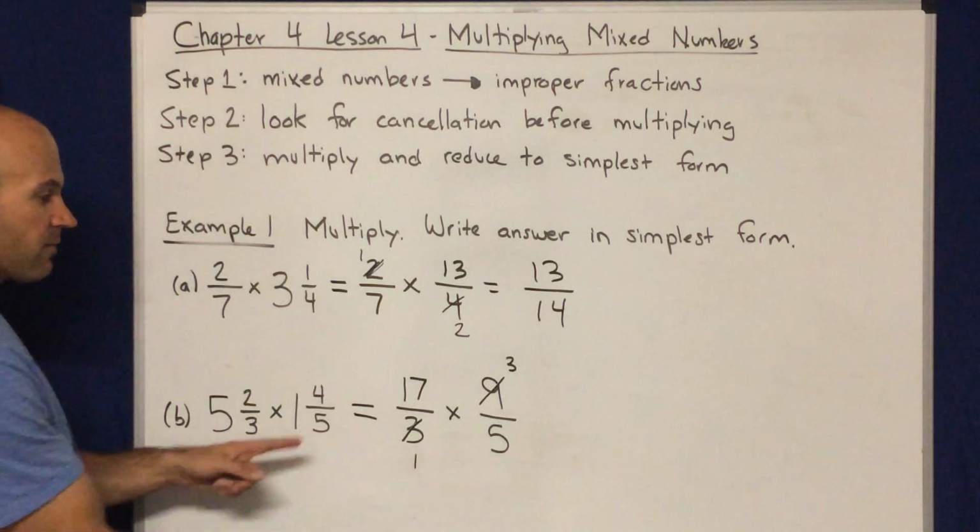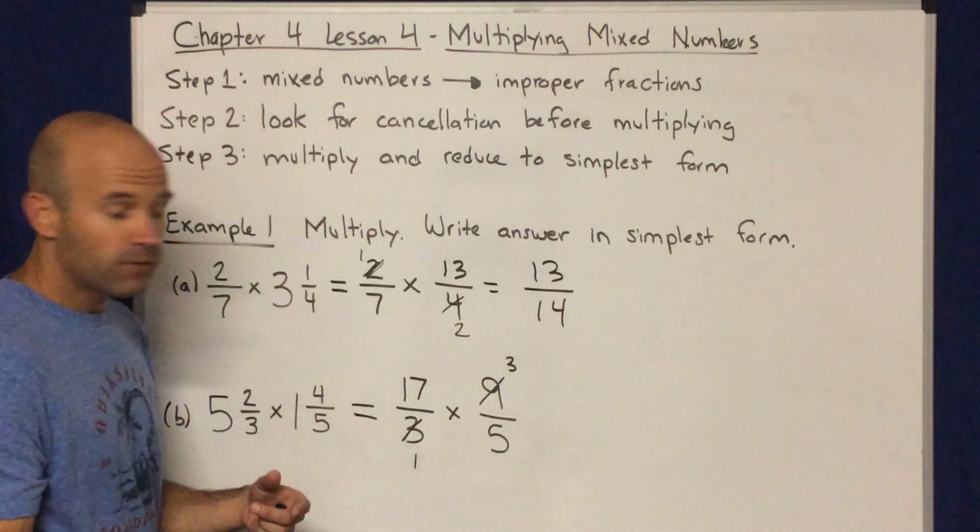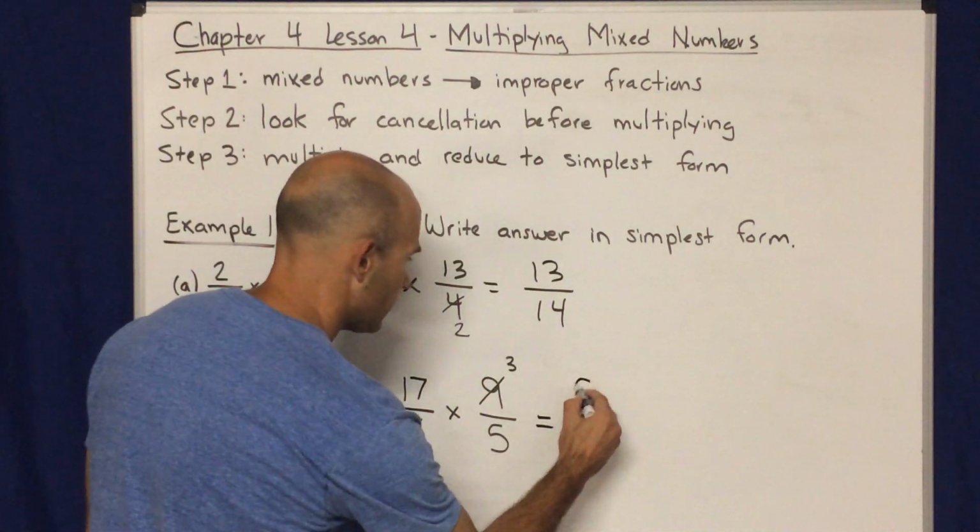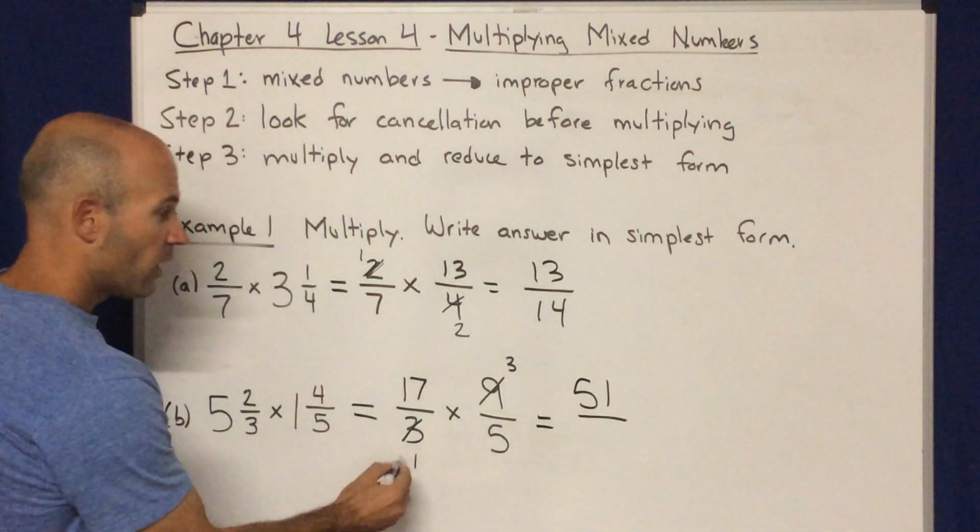So now we go ahead and multiply. 3 times 17, that turns out to be 51. And if you have to do that calculation off to the side, that's fine. 1 times 5 is 5.